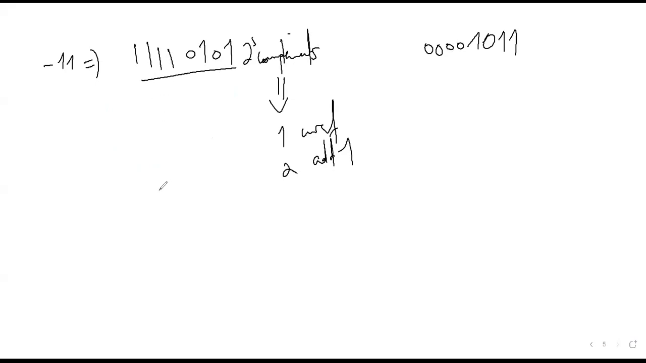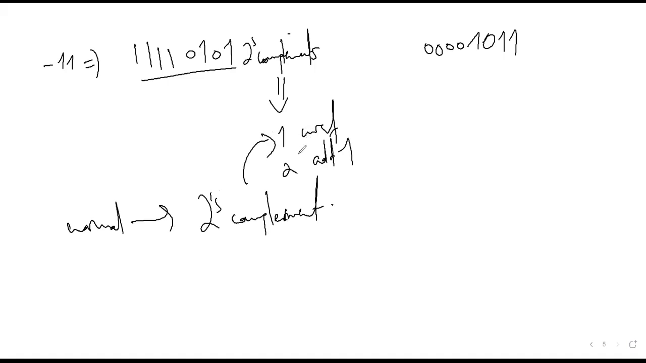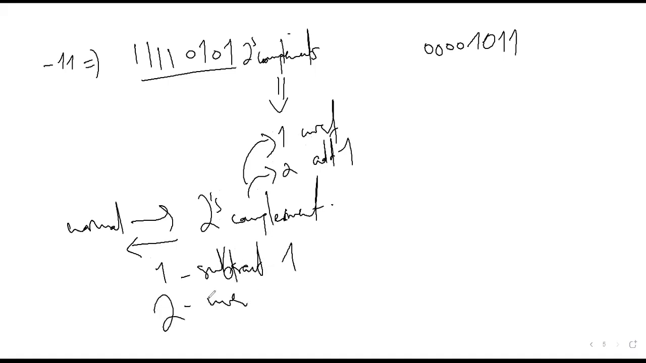If you want to go from a normal binary number to a 2's complement, the process is: 1, you invert; 2, you add 1. So if we want to go from the 2's complement to a normal binary number, you go vice versa. The vice versa way means 1, you subtract a 1, then 2, you invert.